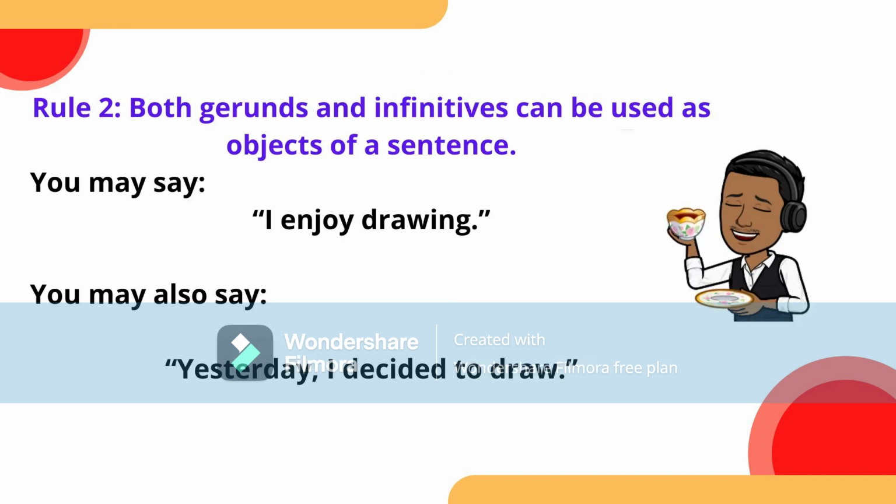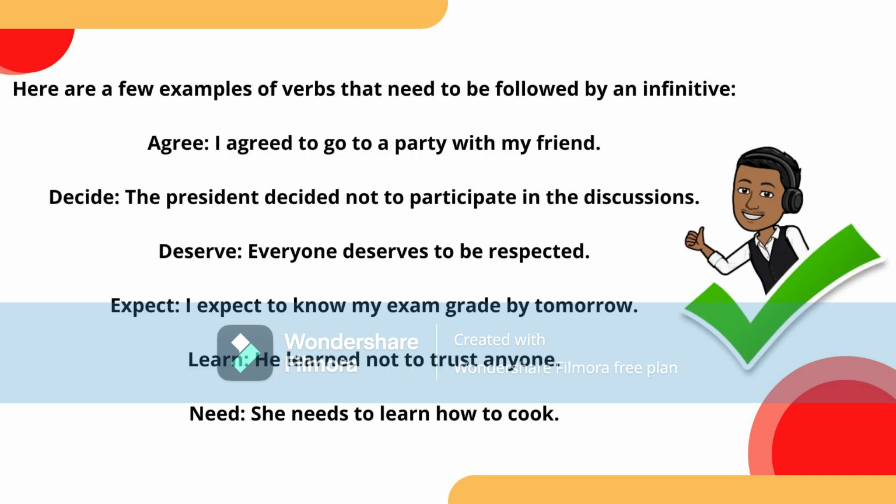The second rule: both gerunds and infinitives can be used as objects of a sentence. You may say, I enjoy drawing. You may also say, yesterday I decided to draw. Both sentences are correct, but one has an infinitive as the object and the other has a gerund as the object. What is the difference? It's the verbs that precede the object. Some verbs require a gerund and some will require an infinitive.